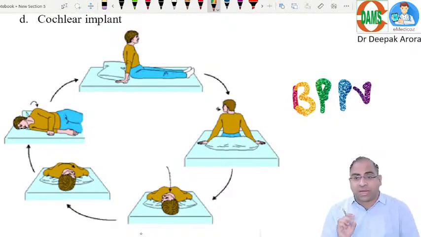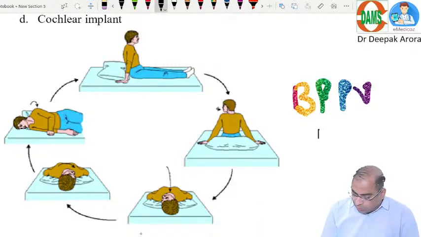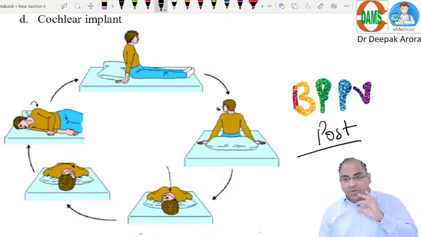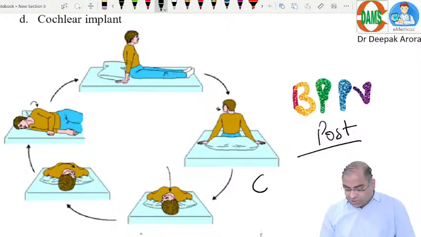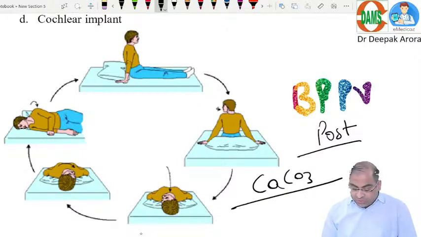BPPV. This is benign paroxysmal positional vertigo. Which canal is involved? Posterior canal is involved. What happened in the posterior canal? There are loose foreign bodies, calcium carbonate, otoconia. Very good, very nice response.